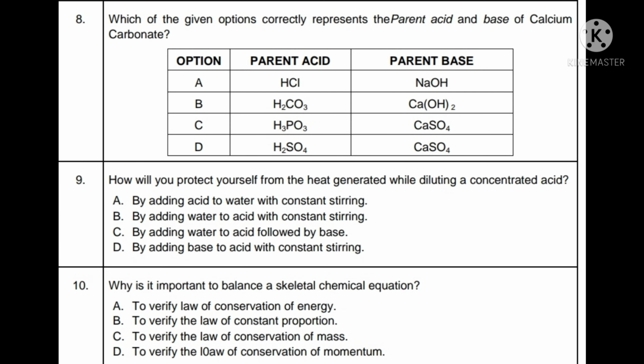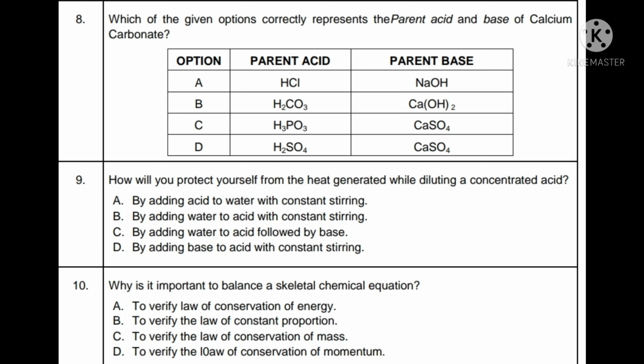Question number 8. Which of the given options correctly represents the parent acid and base of calcium carbonate? Here the correct answer is option B, H2CO3, and the parent base is Ca(OH)2.